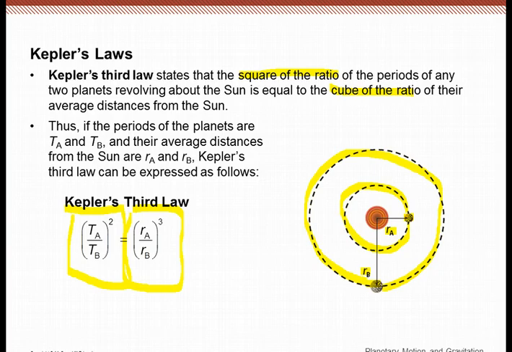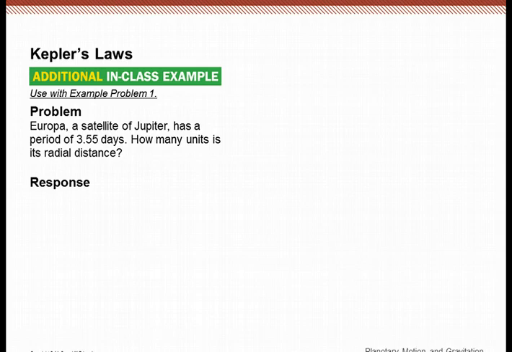This is where the math comes into play here. We have this formula. Let's look at an example problem here. Europa, which is a satellite of Jupiter or a moon of Jupiter, has a period of 3.55 days. So it takes a little over 3.5 days for this moon to go all the way around Jupiter. Remember, Jupiter's pretty big, so this thing's moving pretty fast. And we want to know its radial distance. Now that radial distance, we're talking about the average distance from the planet.